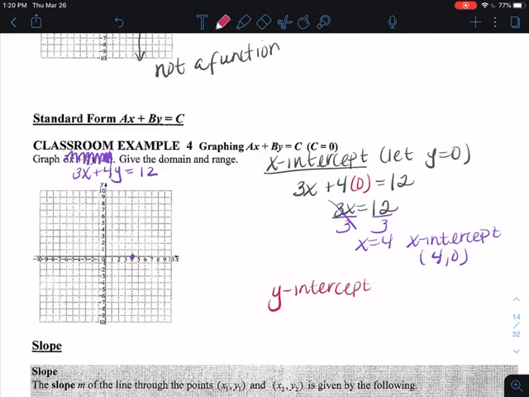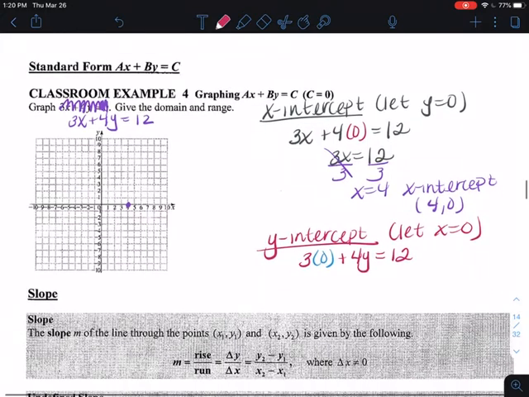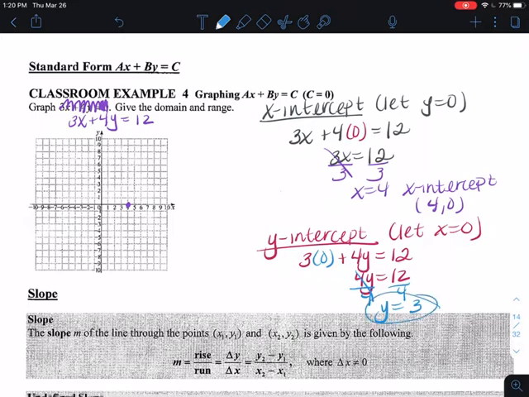To find the y-intercept, we're going to let x equal 0. So taking the same equation, I have a 3, but I'm not going to write x. In place of x, I'm going to put 0. Plus 4y equals 12. 3 times 0 is 0, so I'm left with 4y equals 12. Divide both sides by 4. You get y equals 3. That's your y-intercept. As an ordered pair, that would be 0, 3. So on the y-axis, I'm putting a point at 3. And so those two points together make up my graph of my line using intercepts.